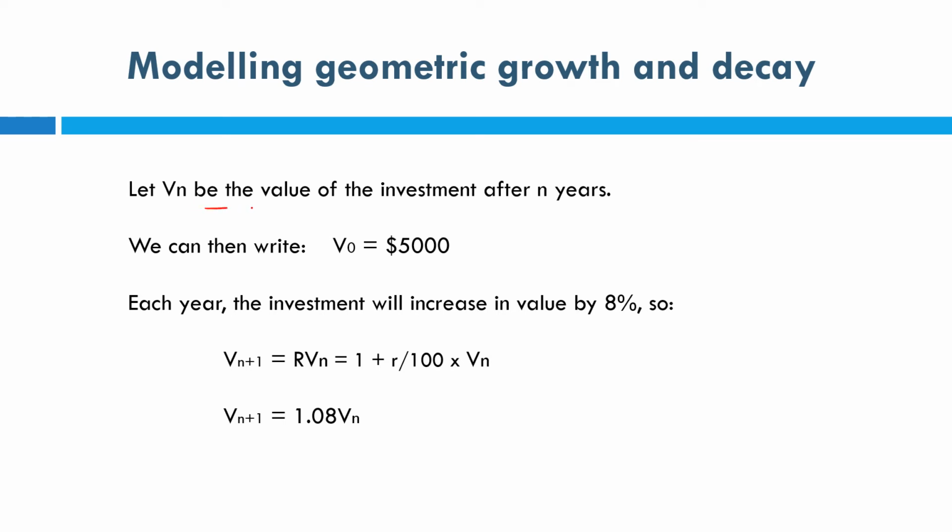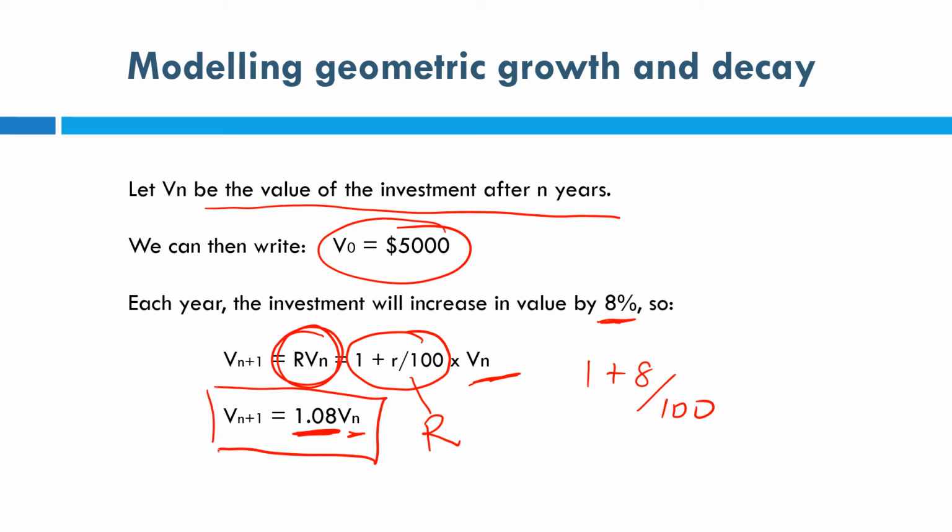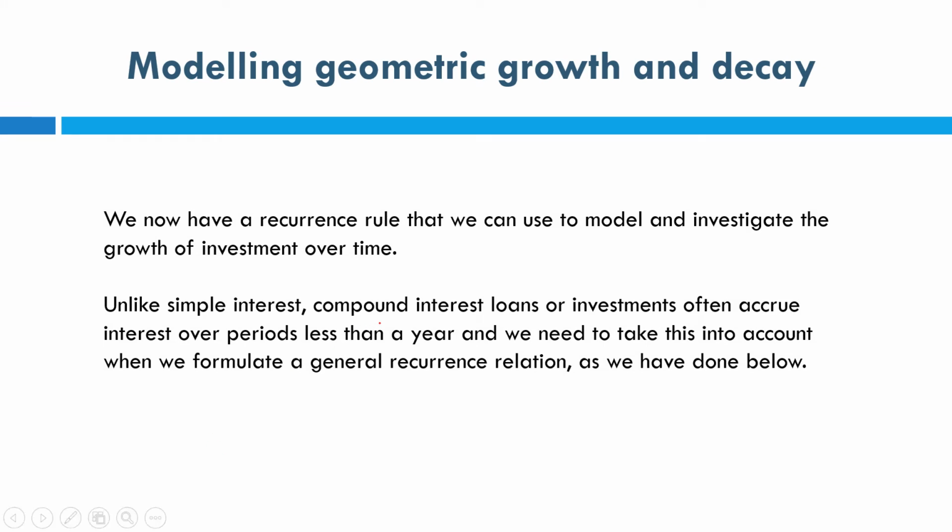Let Vn be the value of the investment after n years. So then we can write that our initial investment is $5,000. Each year the investment will increase by 8%. So V of n plus 1 equals capital R times Vn, where 1 plus r on 100 is your capital R. So we've got 1 plus 8 divided by 100, and that's where this 1.08 comes from, times Vn. So that's the compact way to do this relation. Now we can use this rule to model and investigate the growth of investment over time.